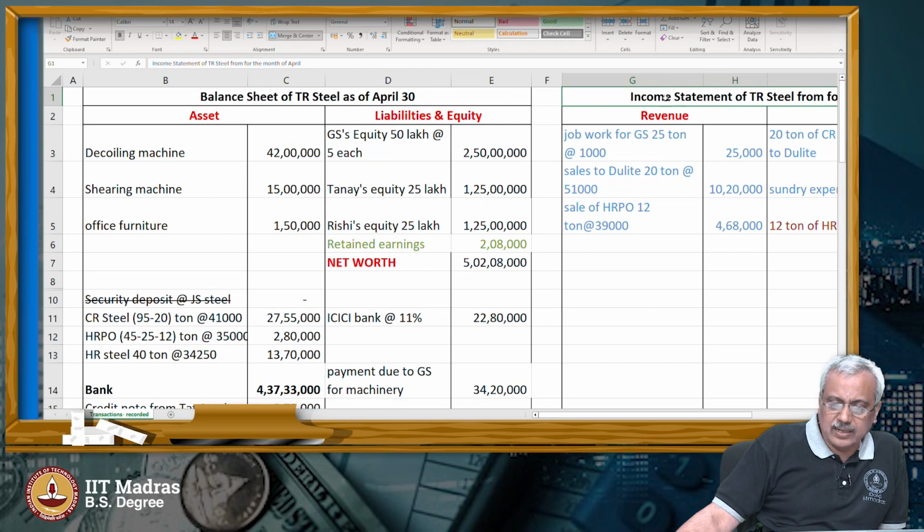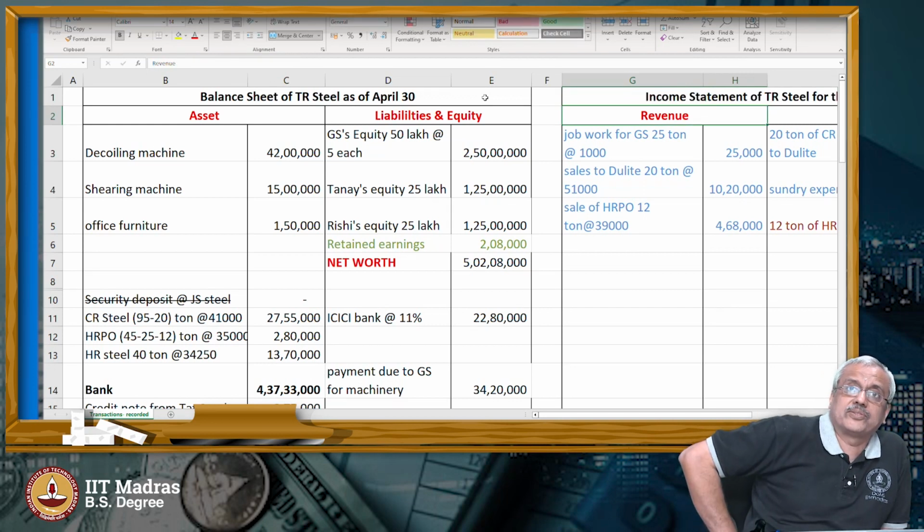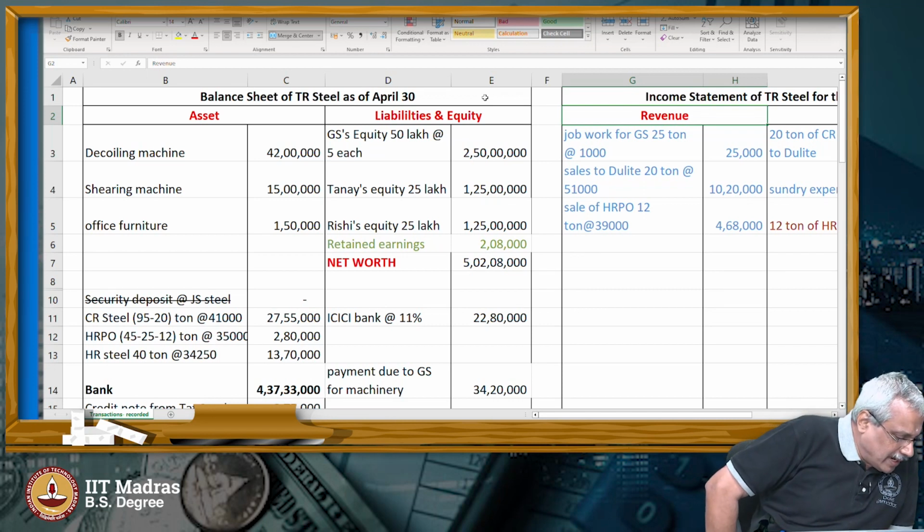Income statement, for the month of April. I am sorry, for the month of April. Now what does it look like? April 30th.